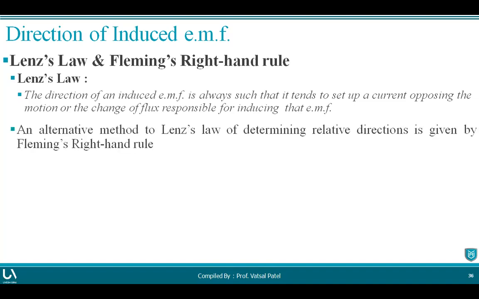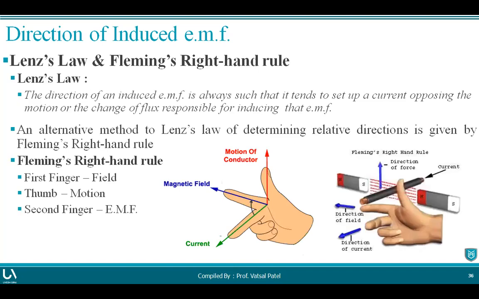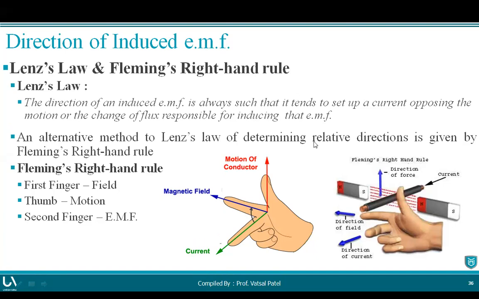Now you have an alternate method to determine the relative direction, which is given by Fleming's right hand rule. So what is this other method? Fleming's right hand rule indicates three directions. I will show you the complete diagram so you can understand well. Focus on the picture: the first finger indicates the magnetic field direction, the second finger indicates the current direction, and the thumb indicates the motion of the conductor.